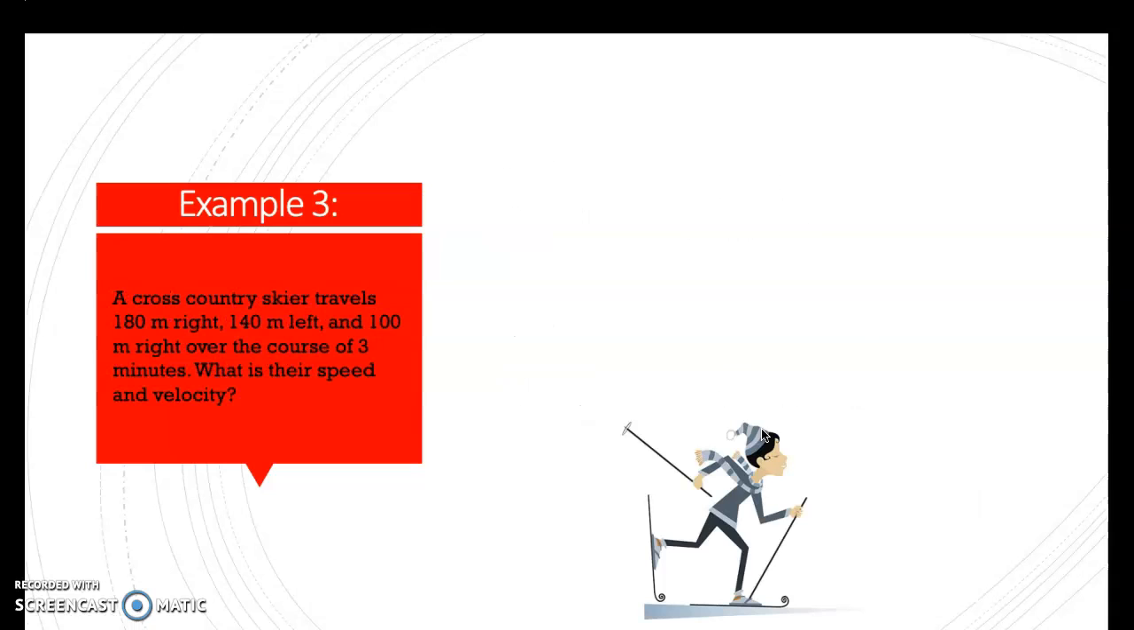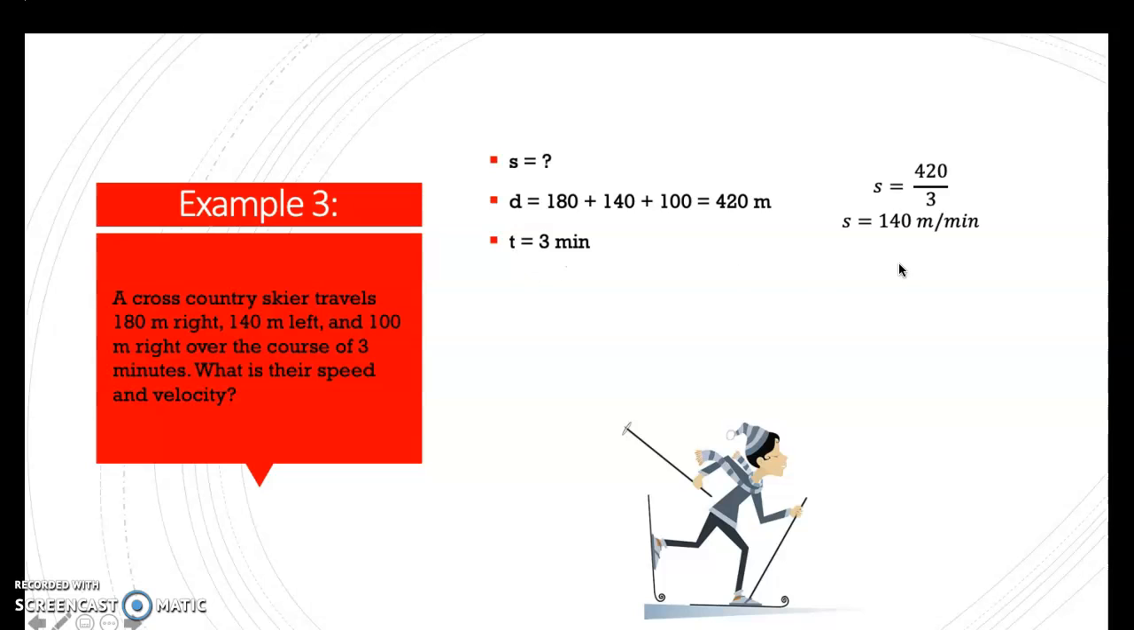Last example, a cross-country skier travels 180 meters to the right, 140 meters to the left, 100 meters to the right over the course of 3 minutes. What is their speed and their velocity? So I'm trying to find their speed. For their distance, I'm going to add all three of those distances together to get a total of 420 meters, and my time is 3 minutes. So when I substitute the 420 and the 3 into my equation, I end up with speed equals 140 meters per minute.